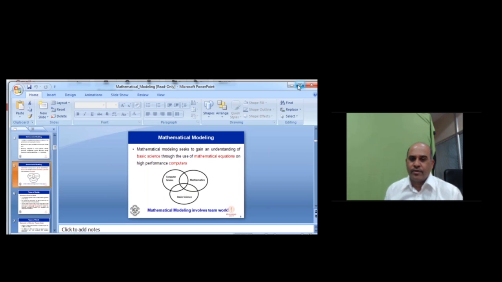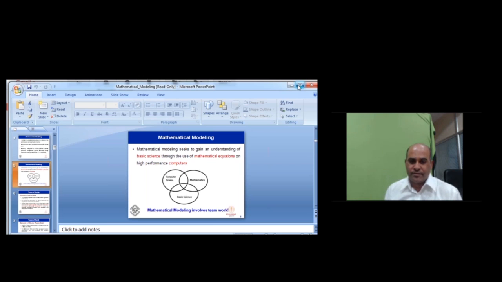It again seeks an understanding of basic science. The person who is going to develop the mathematical model must have knowledge of basic science, basic laws and basic principles of the system they are going to represent in terms of mathematics. Parallelly, they must have knowledge of mathematical equations as well. How to represent my system dynamics in terms of mathematical equations, whether it's a set of partial differential equations, a set of ordinary differential equations, or a set of differential algebraic equations, like that.